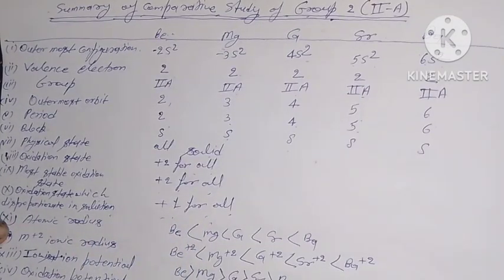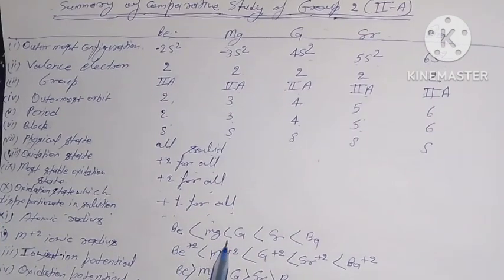Atomic radius: beryllium is less than magnesium, is less than calcium, is less than strontium, is less than barium. +2 ionic radius: beryllium +2 is less than magnesium +2, is less than calcium +2, is less than strontium +2, is less than barium +2.